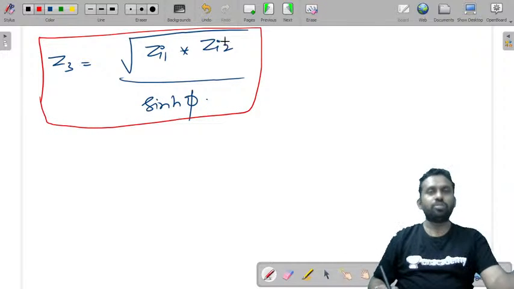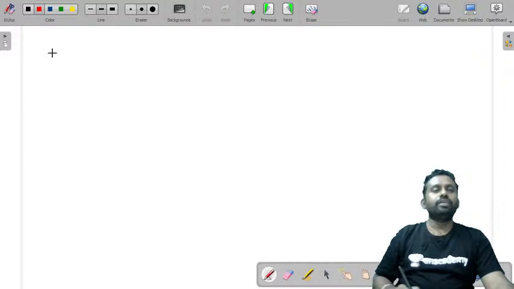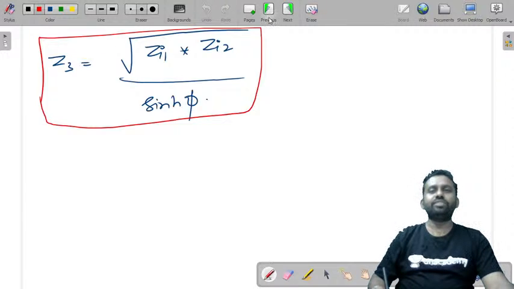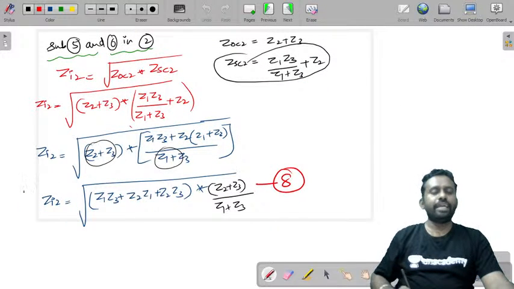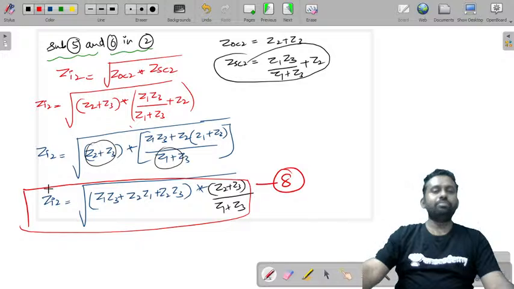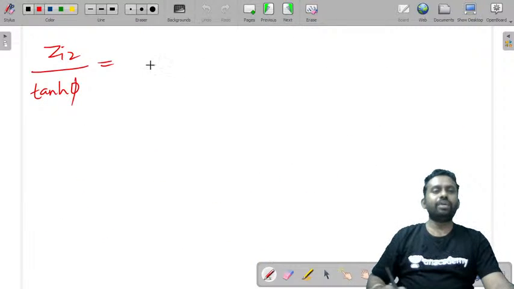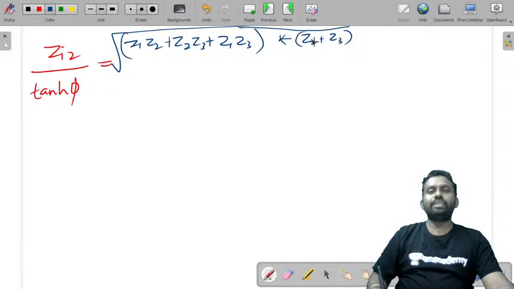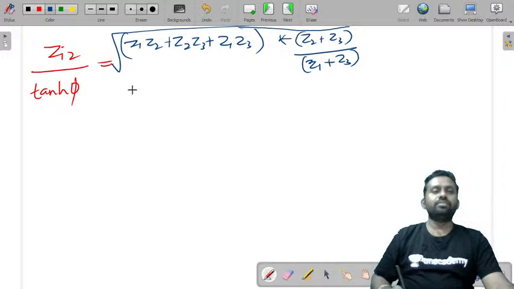Now let us try to find the other values also. For that, divide zi2 by tanh phi. What is zi2 we got? Yeah, this is zi2: z1 z3 plus z2 z1 plus z2 z3 into z2 plus z3 by z1 plus z3. That is zi2. Let's write that value. zi2 is root over z1 z2 plus z2 z3 plus z1 z3 into z2 plus z3 by z1 plus z3, by tanh phi.